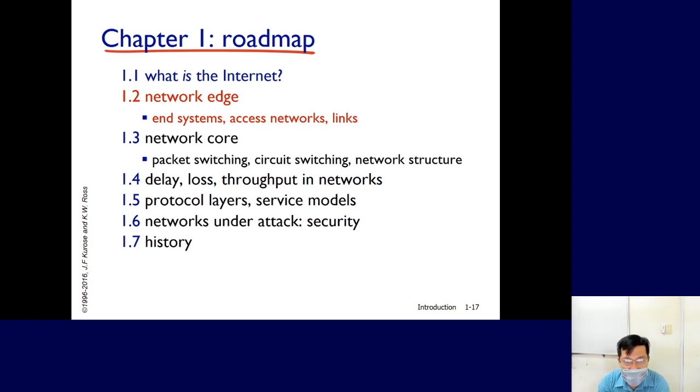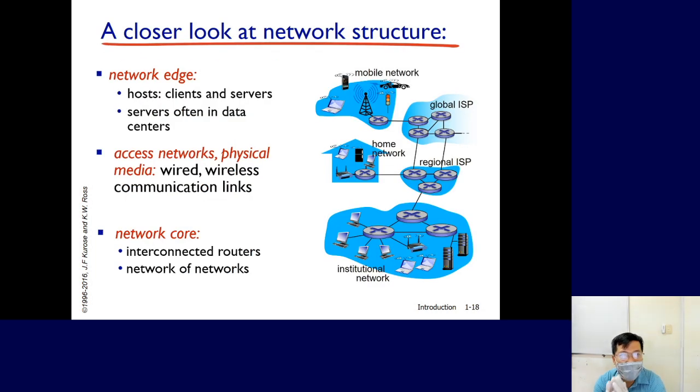By examining the network structure, we separate two kinds of network. Network edge contains the edge systems, access networks, and links. And network core contains packet switching, circuit switching, and some network structures in the core. Okay, let's move on to the network edge firstly. A closer look at the network structure: the network edge.